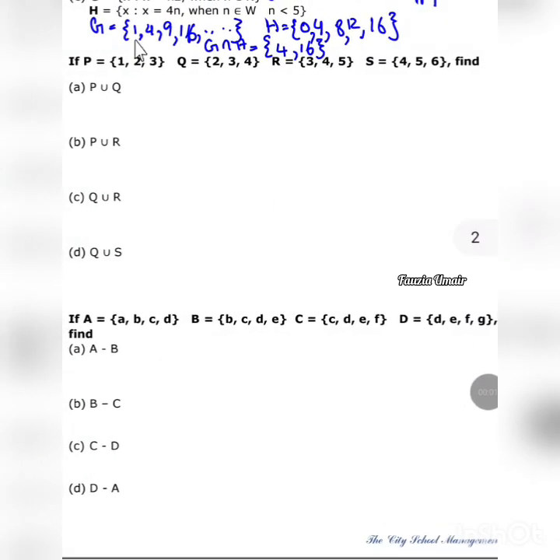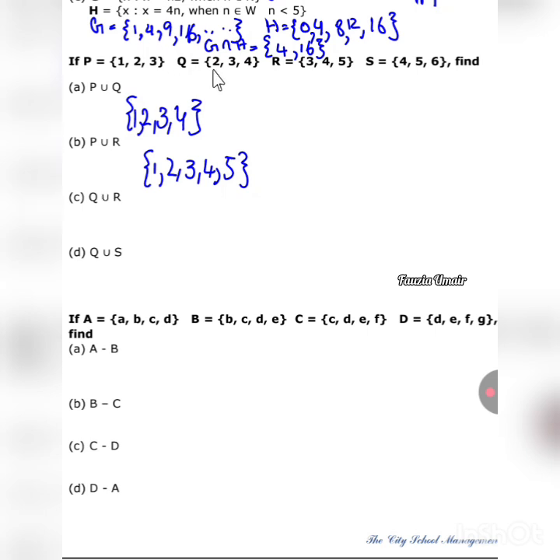All right, moving on to the next question. Next question is very easy, P union Q. So the 4 sets are given. P union Q would be 1, 2, 3 and 4. So remember the common elements come once and the non-common ones come also. P union R. P is 1, 2, 3. So 1, 2, 3 will come. And then R is 3. 3 is already there, so we will not write 3. So this is the answer.